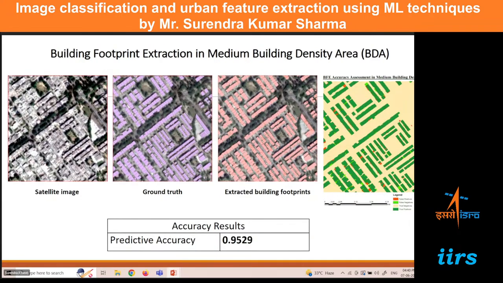These are the results obtained for the medium building density area. So this is the input image, these are the ground truth, and these are the extracted building footprints. You can see there are very few false positives. These red colors are false positives, and the accuracy we achieved was 95.29%.